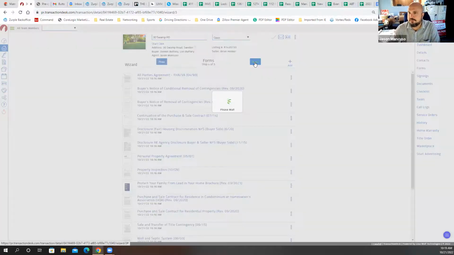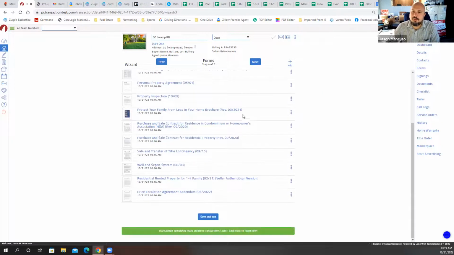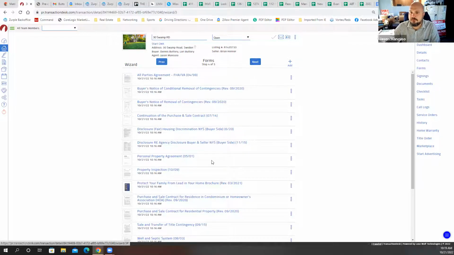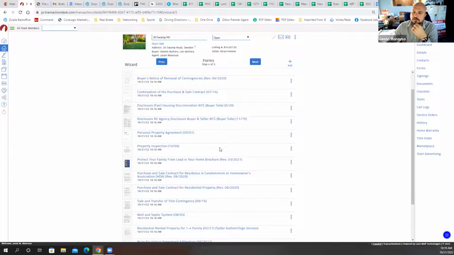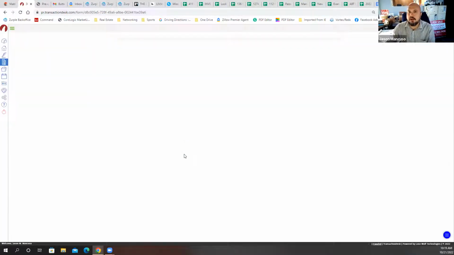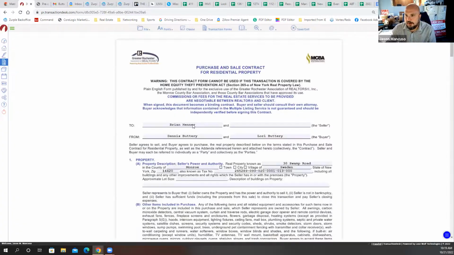Okay. So now these are all the forms that are available to us. Essentially, what's going to happen is as soon as we click one of these and start filling it out, we'll be moved off of this screen or this step, and then I'll show you how to get back to all the other forms that you need. But I would recommend starting with the bulk of the contract, which is the purchase and sale contract for residential property right here. Okay, and you pull that up, and here you are.